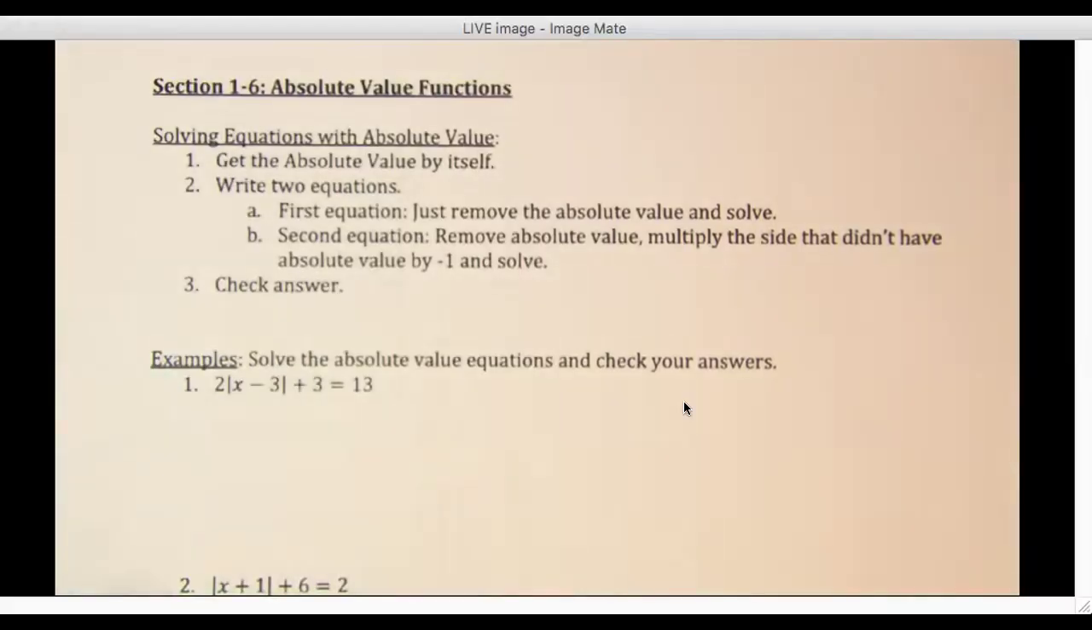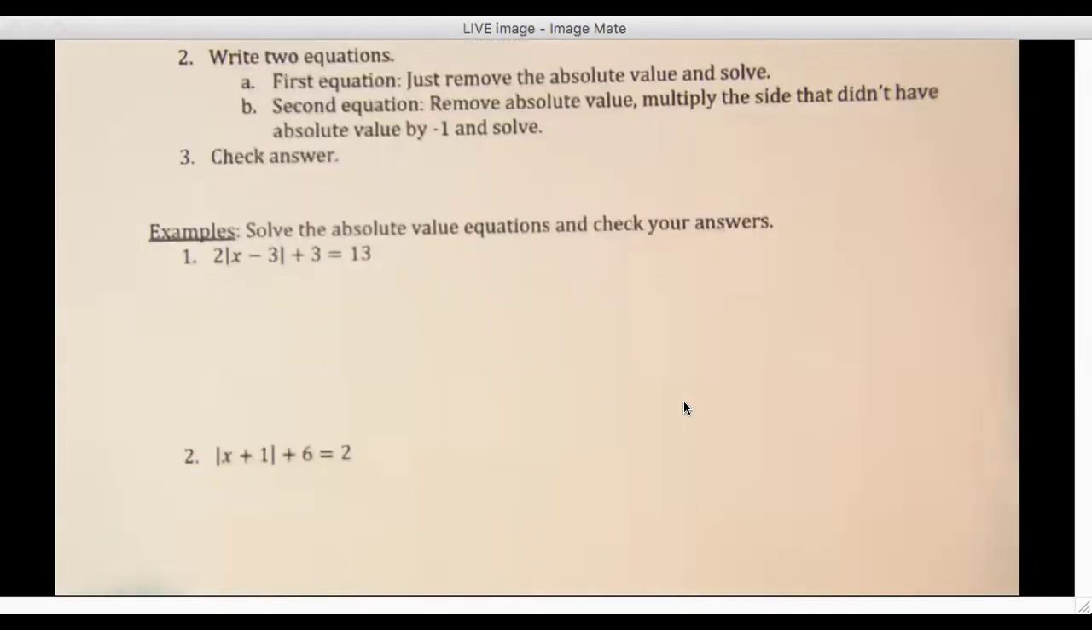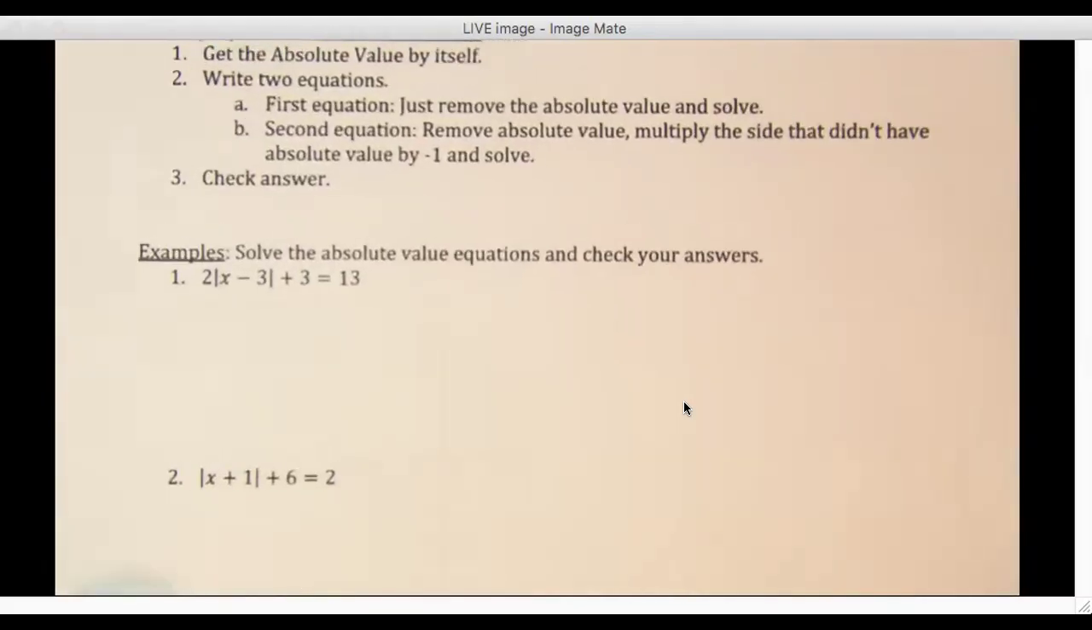All right, this is section 1-6. We are going to be looking at absolute value functions and some inequalities as well. So first, we're going to talk about solving absolute value equations.